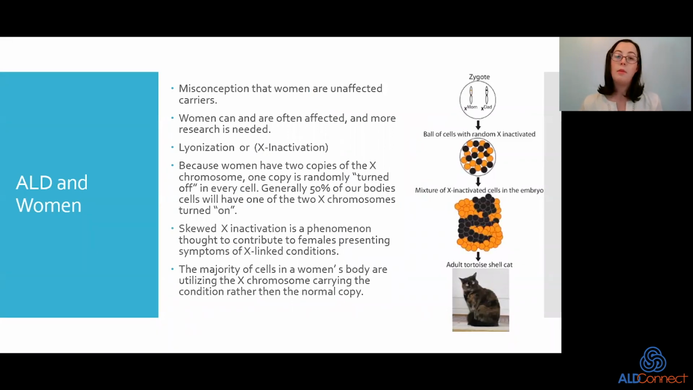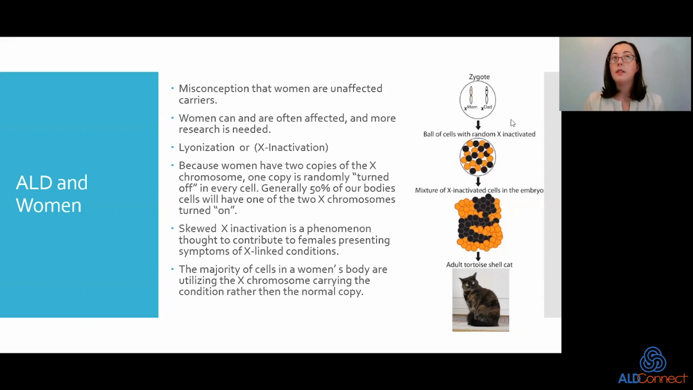So there is this common misconception that women are unaffected carriers. We do know that women are often affected and they can be quite severely affected, and clearly more research on the topic is needed. One genetic process that I wanted to inform you of is something called lionization, otherwise known as X inactivation. Because women have 2 copies of the X chromosome in their cell, every cell in the body randomly turns off 1 copy of the X chromosome, okay?